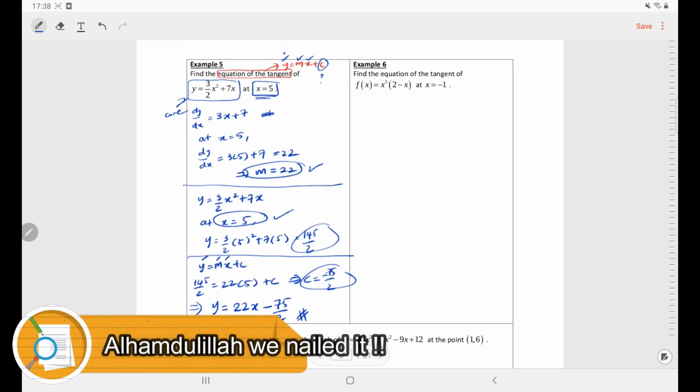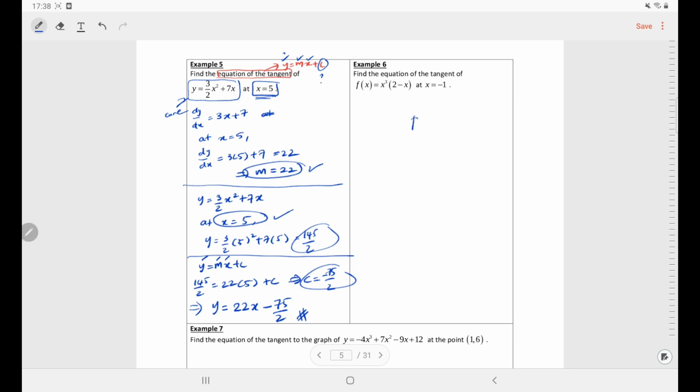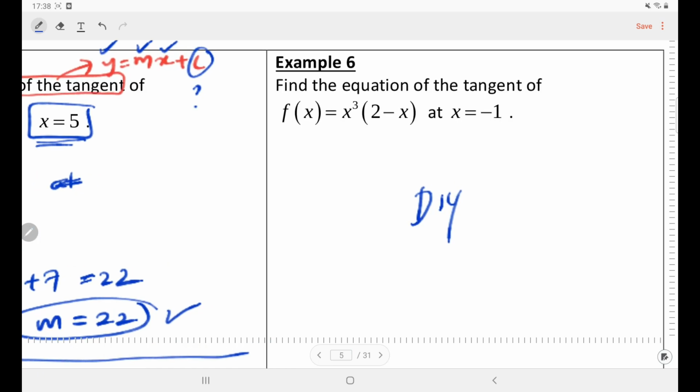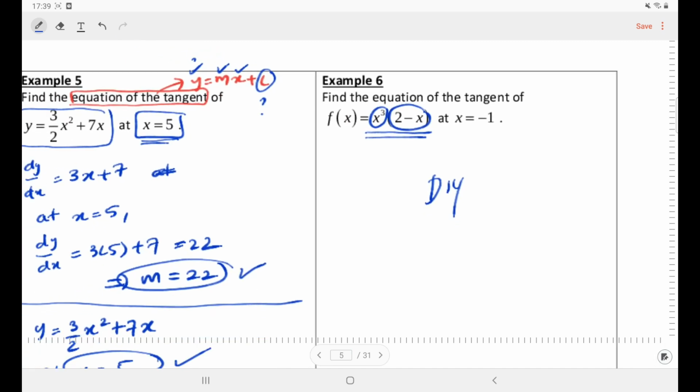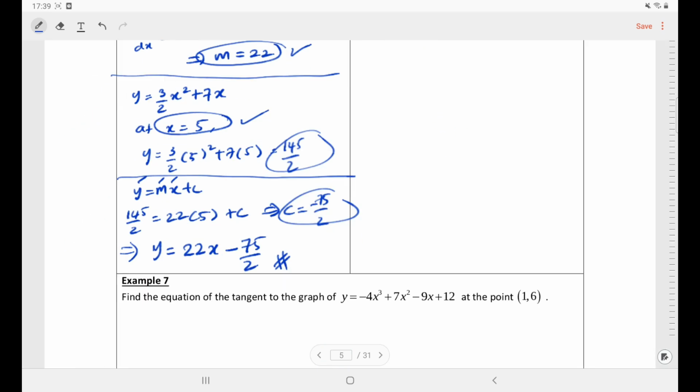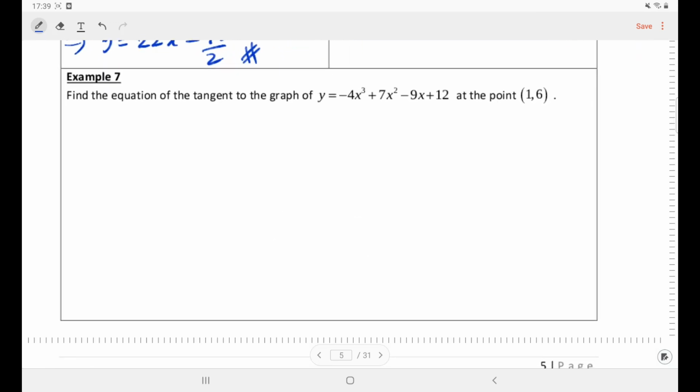Alright, so for example 6, please do it by yourself and make sure hati-hati kat sini when you want to differentiate this one. Okay, sebab kita ada satu benda. Either you expand dia dulu ataupun you kena guna product rule. Okay, so you have to choose yang mana yang you nak guna. Okay, so DIY for that one. Okay, kita akan pergi kepada example 7.